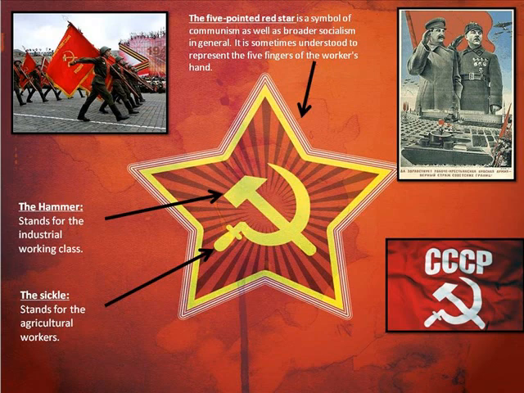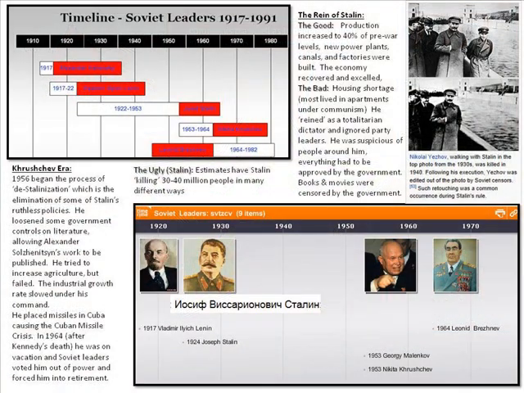The star, the 5-pointed red star, is a symbol of communism, as well as broader socialism in general. It is sometimes understood to represent the 5 fingers of the worker's hand. And the red, everything is red, red, red. The Red Army, the red this, the red that. Okay, so that's what you get from communism as we look at it in section 2.